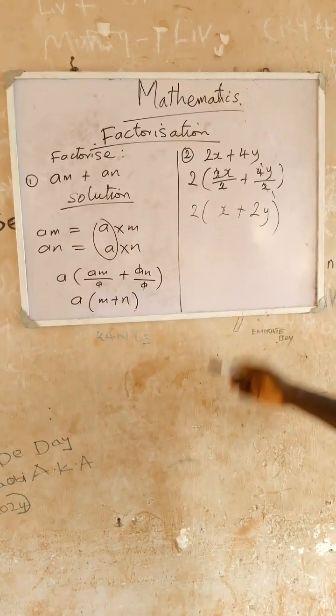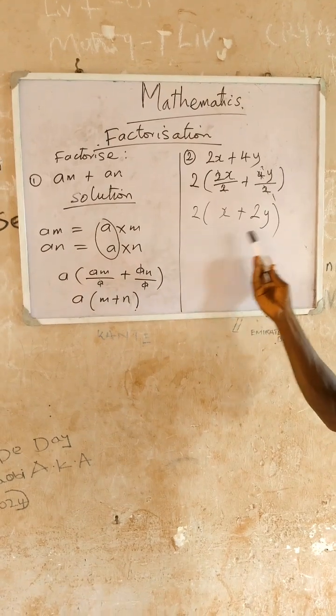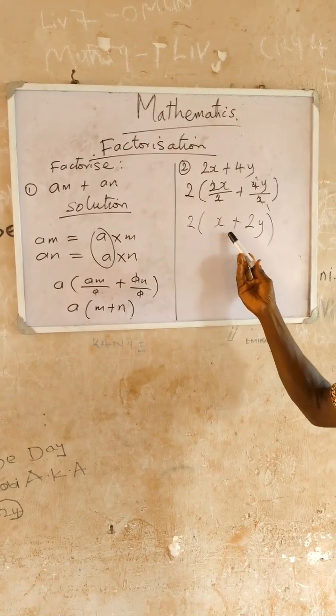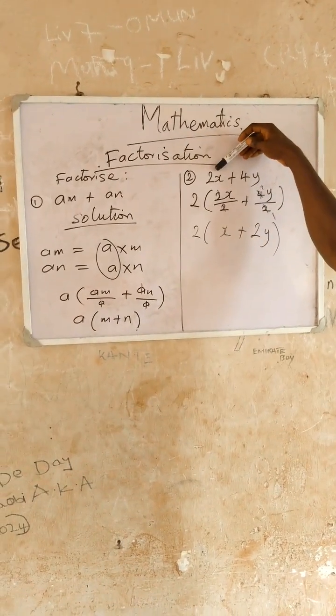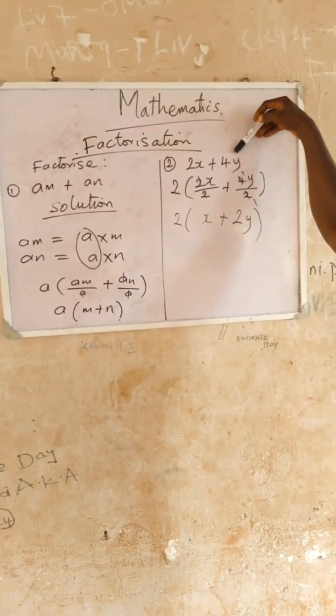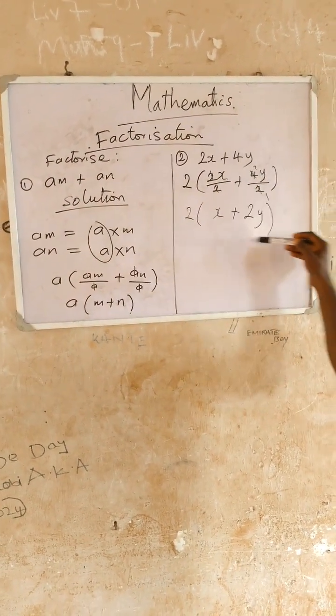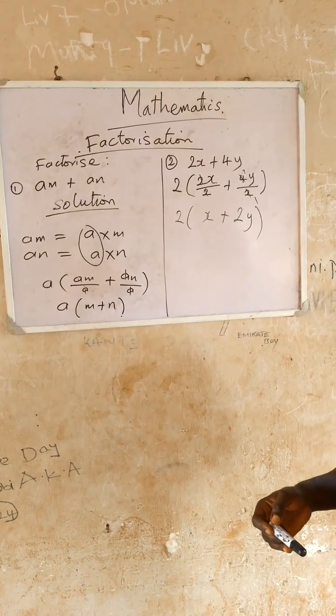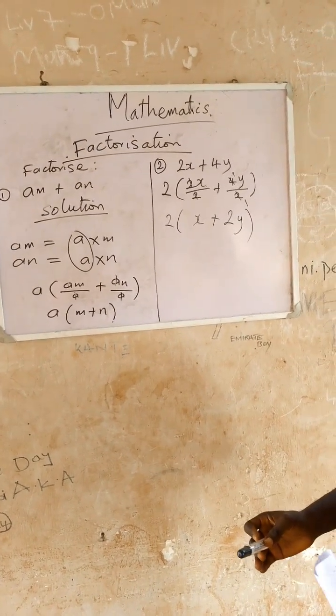Yes. Very good. So you see that if we open this bracket now, what we are going to have is 2 times x, we get back our 2x. 2 times 2y, we get back our 4y. And so this expression has now been factorized. What is the message? Is that understood?